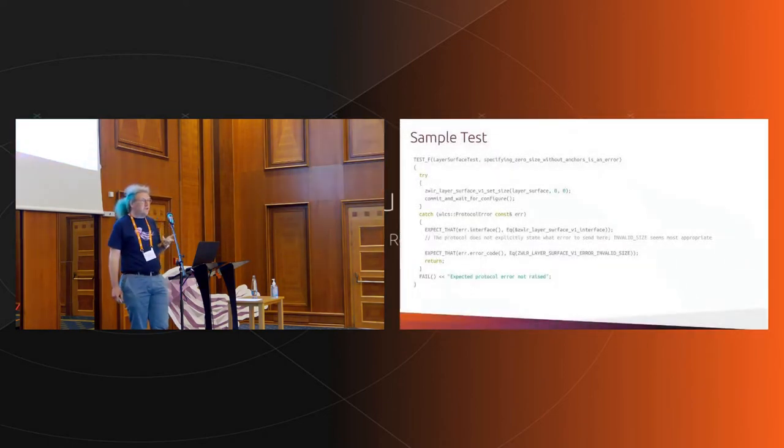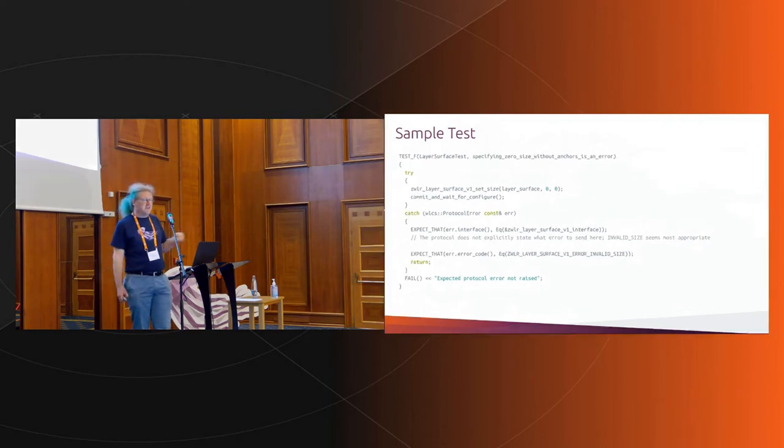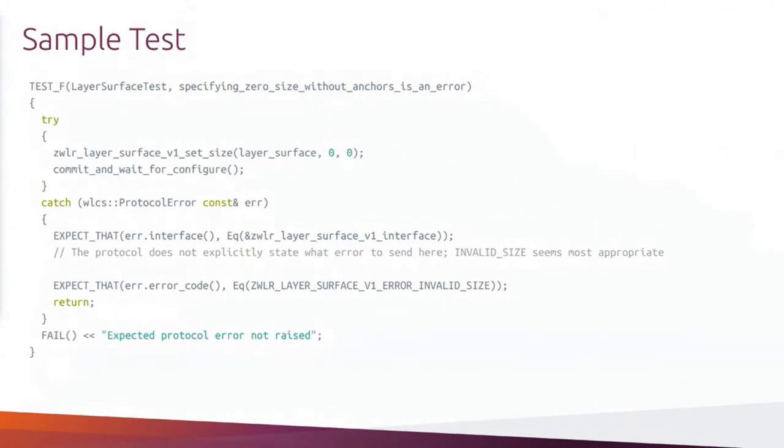So I'm just going to show an example test that we have here. For those who are familiar with it, WLCS tests are just standard Google test fixtures. We've got the protocol under test. In this case, we're testing that when we specify a layer surface as zero size and nothing else, it's an error. We test it, we see the expected results.